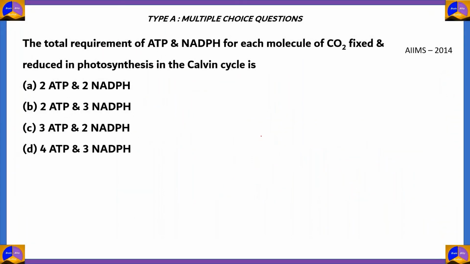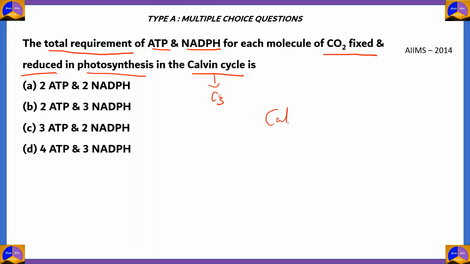And now we've reached this question. The total requirement of ATP and NADPH for each molecule of CO2 which is fixed and reduced in photosynthesis in the Calvin cycle, that is C3, is: 2 ATP, 2 NADPH; 2 ATP and 3 NADPH; 3 ATP and 2 NADPH; 4 ATP and 3 NADPH.